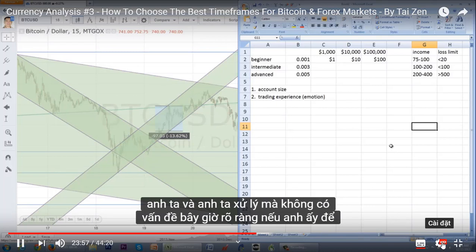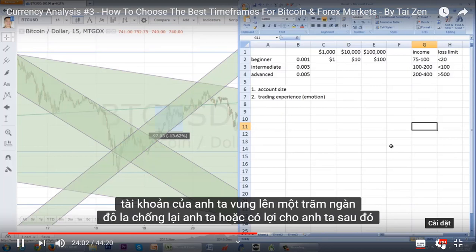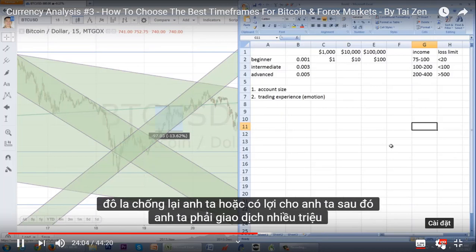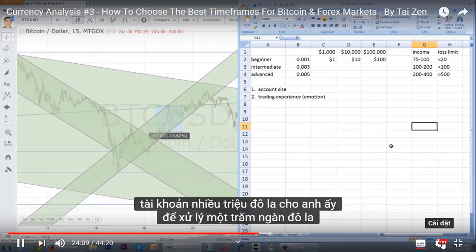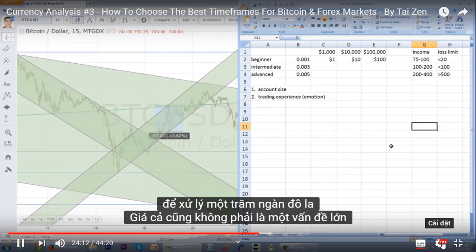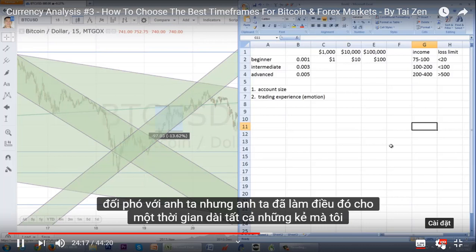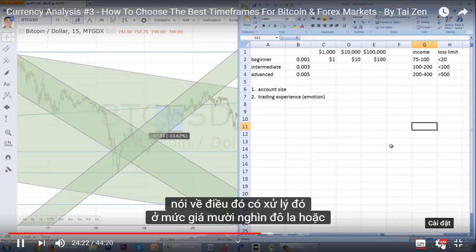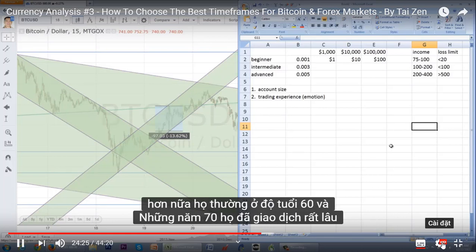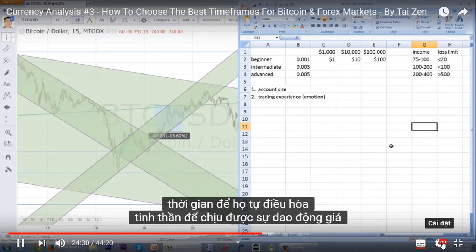Now, obviously, if he's letting his account swing by $100,000 against him or in his favor, then he must be trading a multi-million-dollar account. And yes, he is. So for him to handle a $100,000 price swing either way, that's not a big deal to him. But he's been doing that for a long time. All these guys that I'm talking about that can handle a $10,000 price swing or more, they're usually in their 60s and 70s. They've been trading for a very long time, so they have conditioned themselves mentally to withstand the price swing.